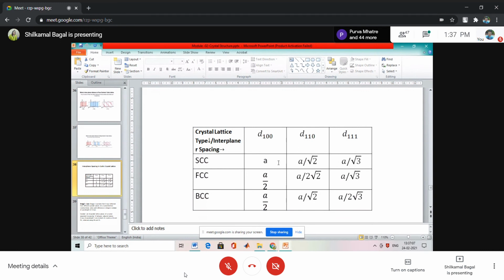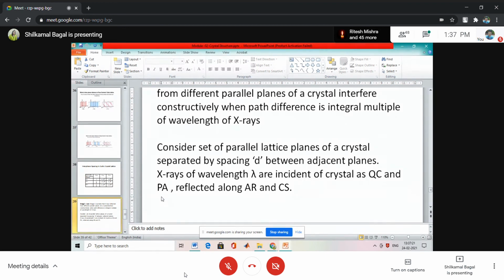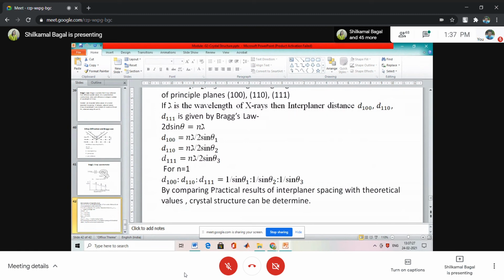तो इसमें से कौन सा कंपेयर होता है, ये एससीसी का है या एफसीसी का है या बीसीसी का है. बीसीसी है तो ये आएगा, एफसीसी है तो ये आएगा, एससीसी है तो ये आएगा. And from that we can determine the type of crystal structure. So using Bragg's law, we can determine the type of the crystal structure.